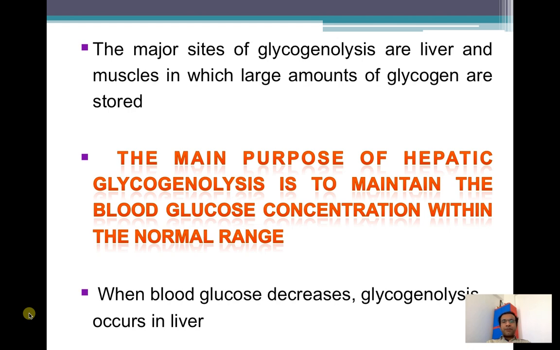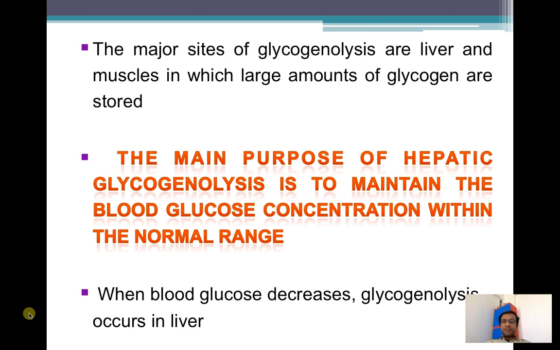The main purpose of hepatic glycogenolysis, that is conversion of hepatic glycogen into glucose, is to maintain the blood glucose concentration within the normal range. So normal blood glucose range is around 70 to 110 milligrams per deciliter. If blood glucose falls below that level, at that time the stored glycogen starts to break into glucose. Now that process takes place in the liver.